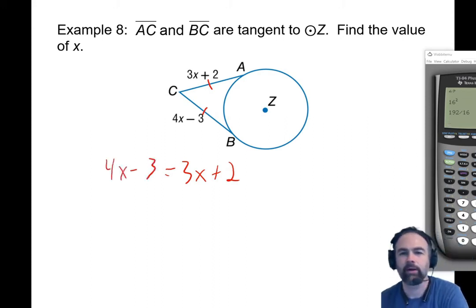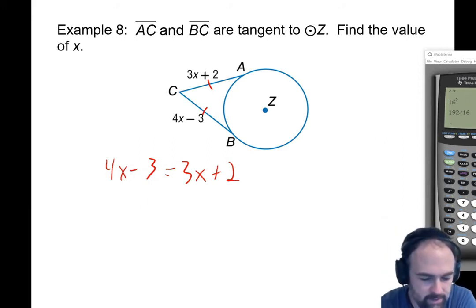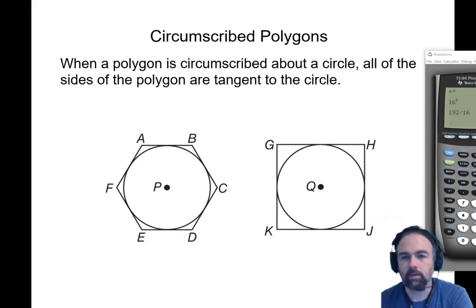Yes, I know I wrote that weird, but I wanted the greater one to be on the left, so I went ahead and chose to put that over there. Subtract 3x gives me x. Add 3 gives me 5. And we are done.